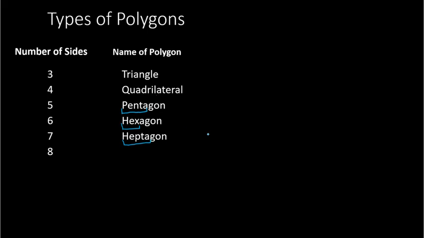An 8-sided polygon is called an octagon. So octa, that prefix means 8. A 9-sided shape is called a nonagon. So the prefix non, that means 9. A 10-sided polygon is called a decagon. Deca, that prefix means 10.